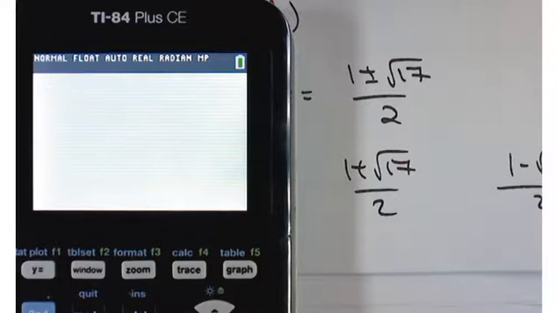Put parentheses around the numerator. So left parenthesis, and then 1 plus the square root of 17. Need a right arrow to exit the square root, depending on your calculator. Then a right parenthesis, because that's the whole numerator. And finally, divide by 2.